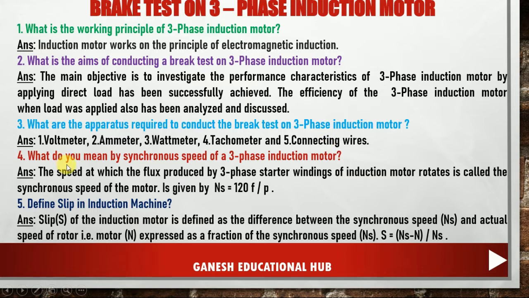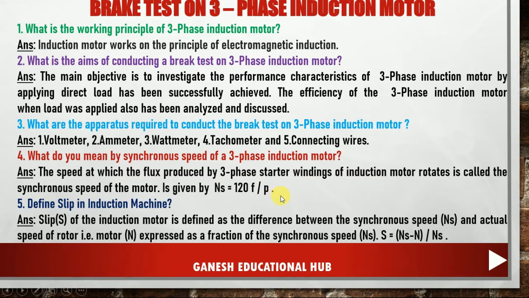Next question: What do you mean by the synchronous speed of a three-phase induction motor? The speed at which the flux produced by the three-phase stator winding of the induction motor rotates is called the synchronous speed of the motor. It is given by Ns = 120f/P. Here the synchronous speed is represented by Ns, f is the frequency and P is the number of poles. Ns = 120f/P.